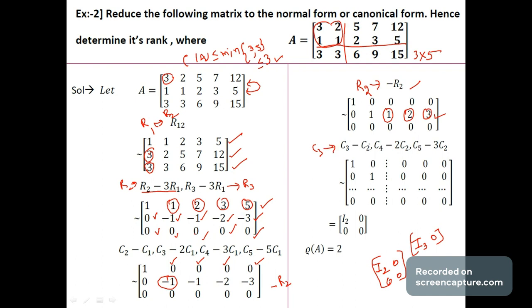C3 tends to C3 minus C2. Next, C4 tends to C4 minus 2C2. C5 tends to C5 minus 3C2. So we get 1, 0, 0, 1. All the elements are 0 in column 2. 1, 2, 3 make as 0.